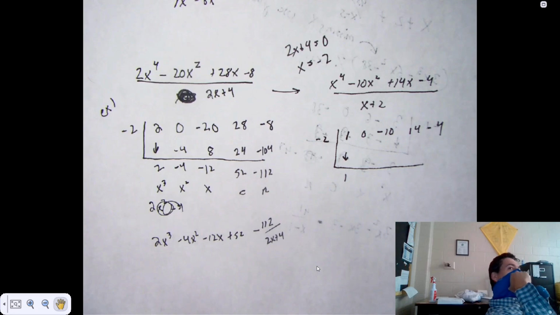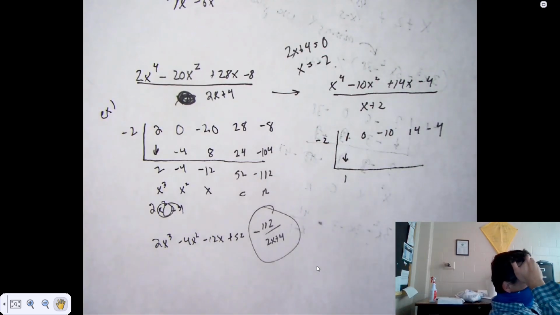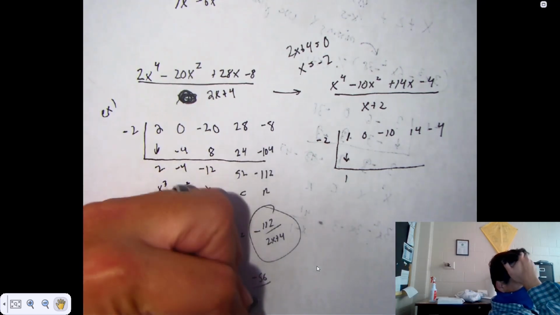Now, IXL would reject that answer. You remember when you looked at the instruction sets, what did it say you're supposed to do with fractions? It said you're supposed to simplify it. So you'd have to simplify that piece, which is not a big deal. Is everything divisible by 2? So negative 56 over x plus 2.